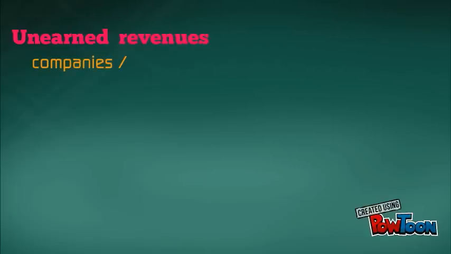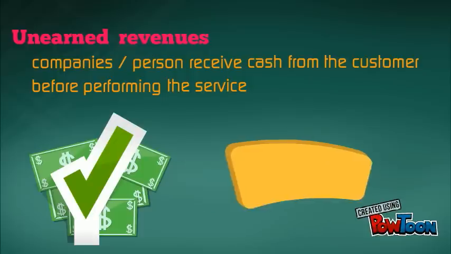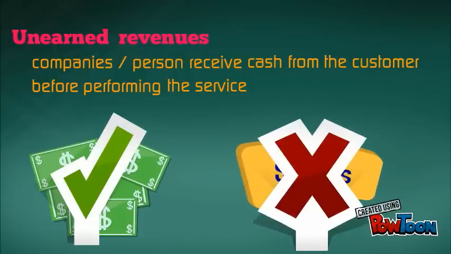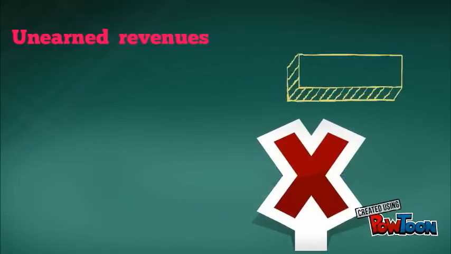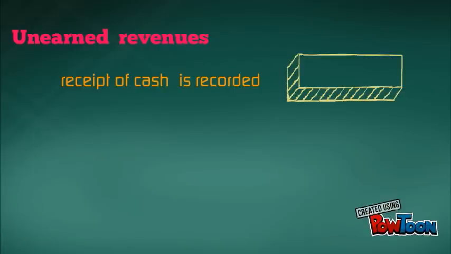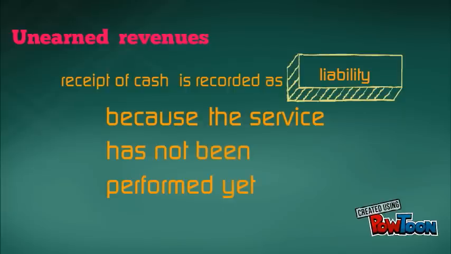While unearned revenue is when a company or person receive cash from the customer before performing the service. Receipt of cash is recorded as liability because the service has not been performed yet.